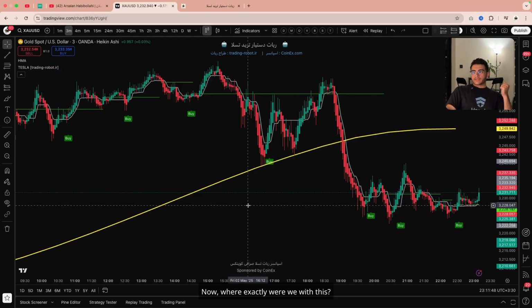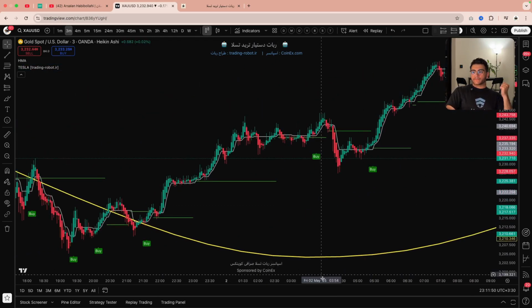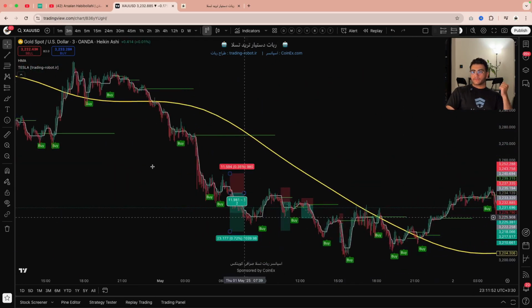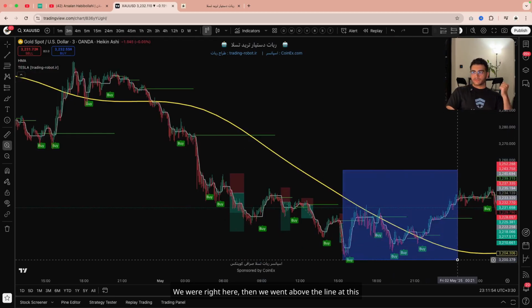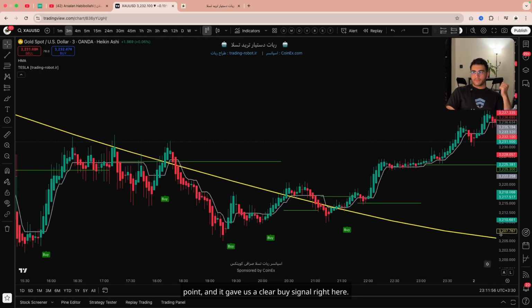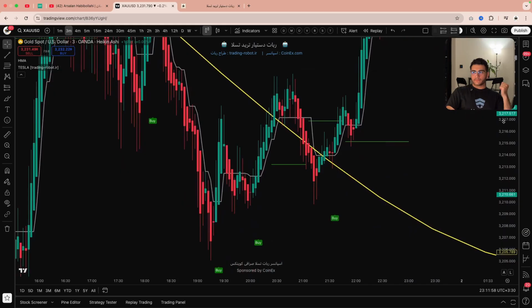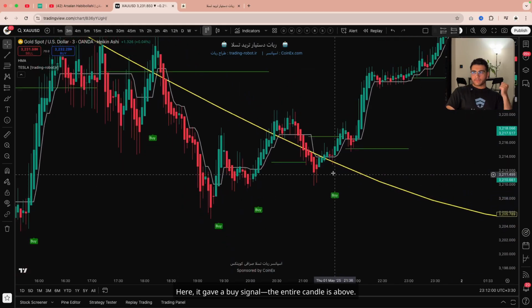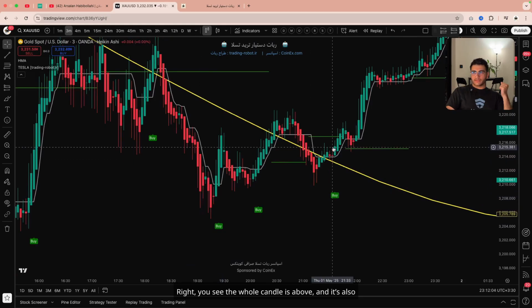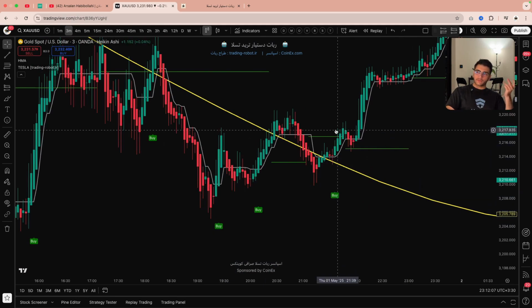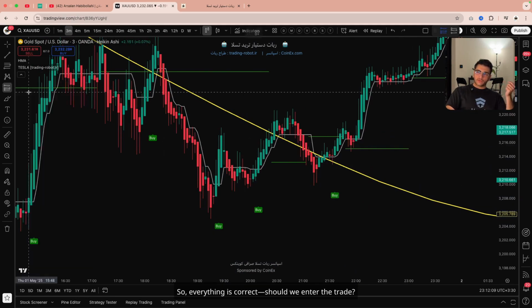Now, where exactly were we with this? We were right here, then we went above the line at this point, and it gave us a clear buy signal right here. Here it gave a buy signal. The entire candle is above, right? You see the whole candle is above, and it's also given a buy signal. This buy is even higher than the previous buy. So everything is correct. Should we enter the trade?